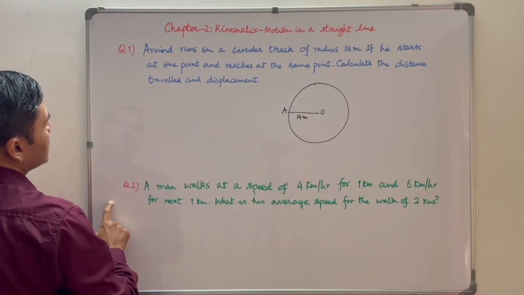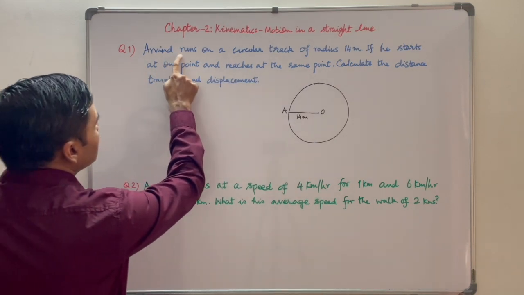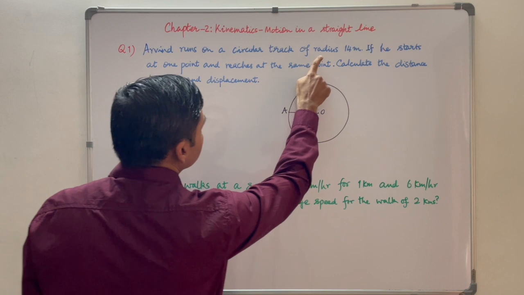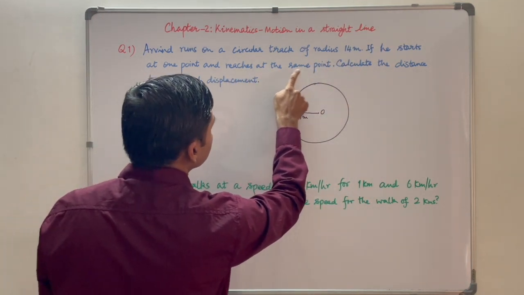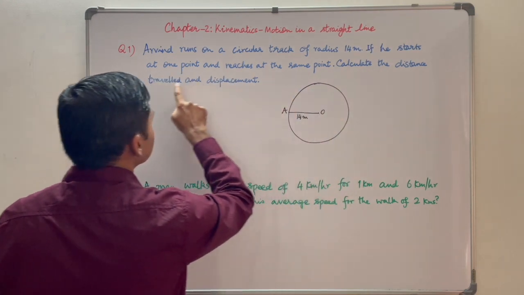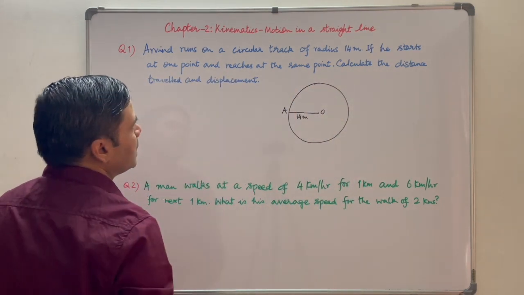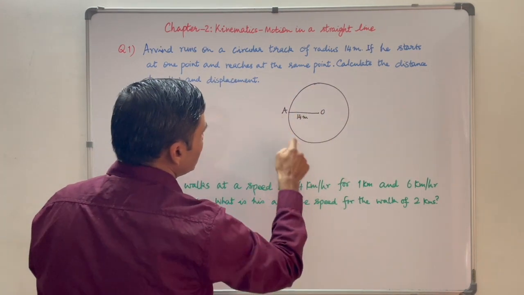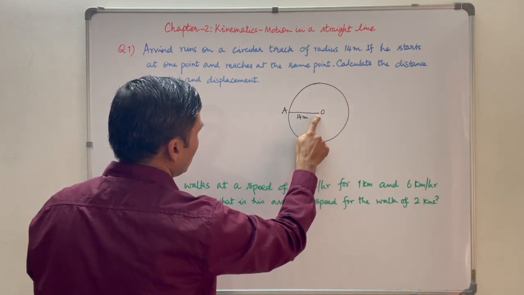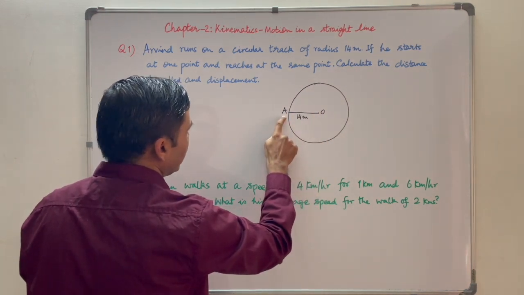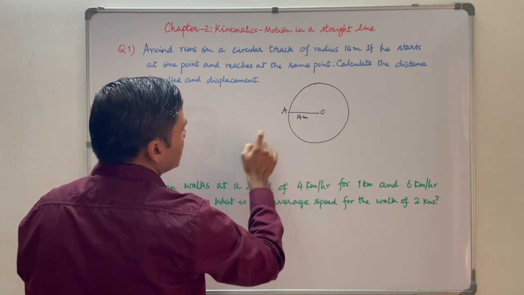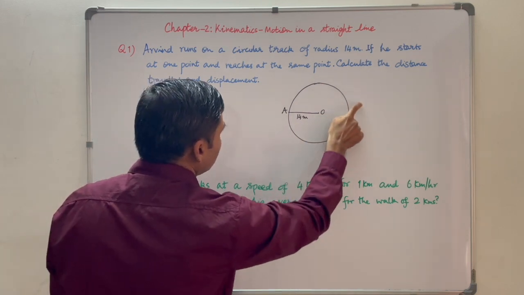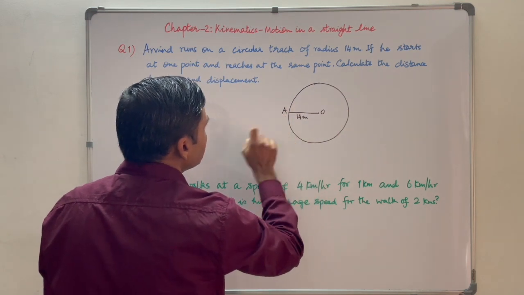Let us see these questions. First question, Arvind runs on a circular track of radius 14 meter. If he starts at one point and reaches at the same point, calculate the distance traveled and displacement. So this is a circular track. Let's say this is center O and this is one point A where Arvind starts running. This is 14 meter. So Arvind takes a round and comes back at the same point.